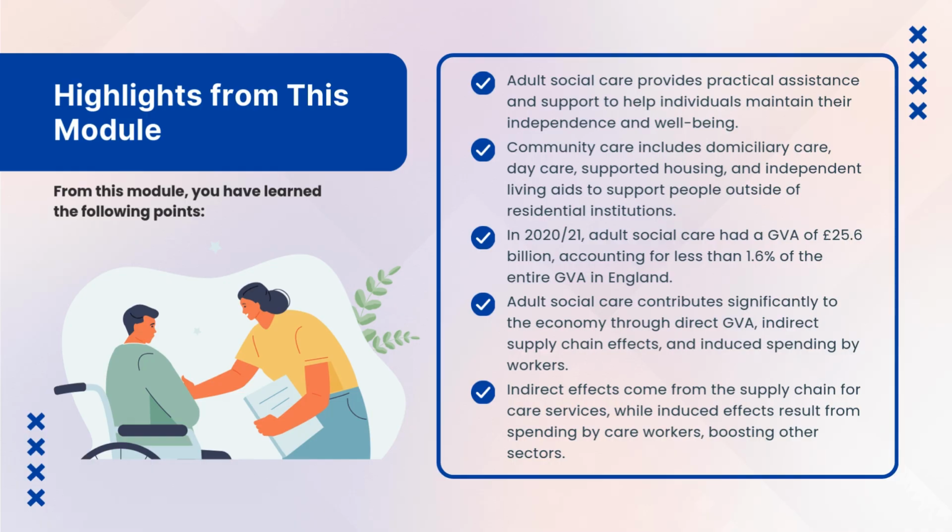Adult social care contributes significantly to the economy through direct GVA, indirect supply chain effects, and induced spending by workers. Indirect effects come from the supply chain for care services, while induced effects result from spending by care workers, boosting other sectors.